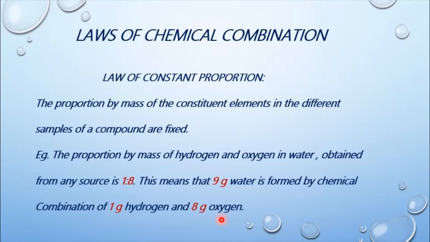When they combine and form compounds, the proportion is always fixed. For example, what we saw here, for oxygen and hydrogen, when it forms water, it is 1:8. So for example, I say it is 10 gram of water. Then 1 gram will be hydrogen and 9 grams will be oxygen. Same way if it is 11 grams of water, 1 gram will be hydrogen and 10 grams will be oxygen.